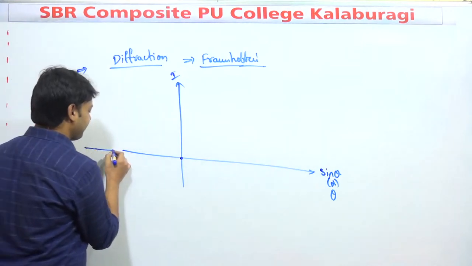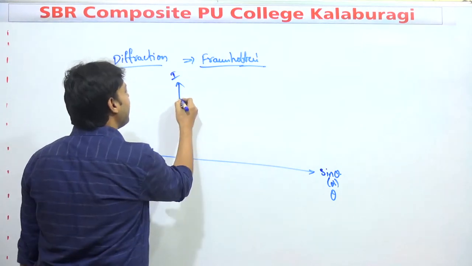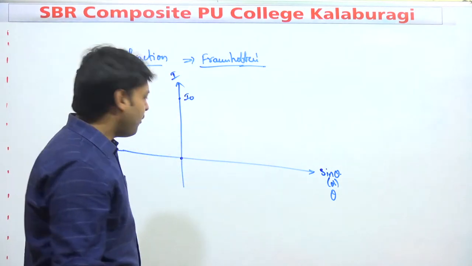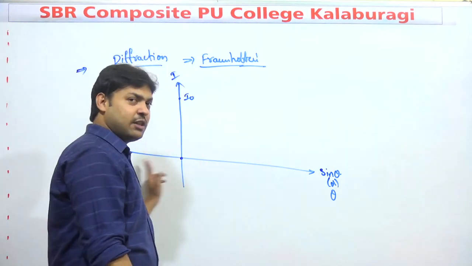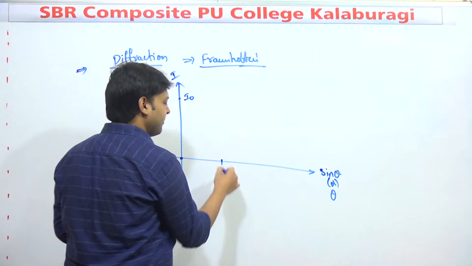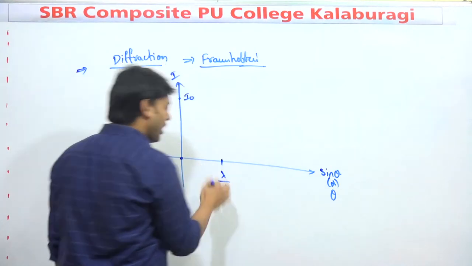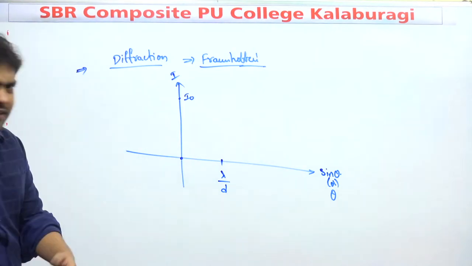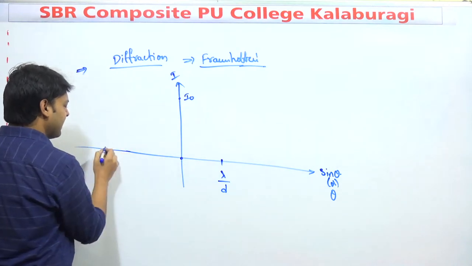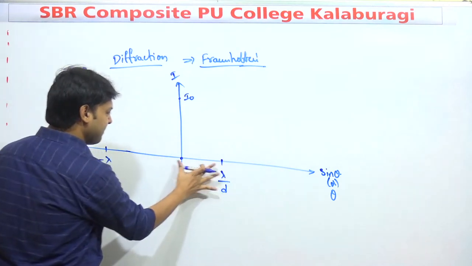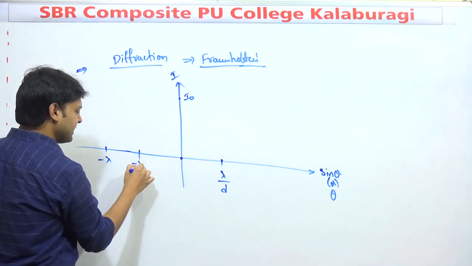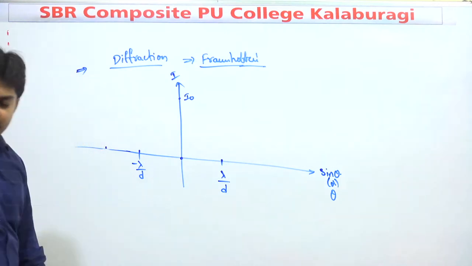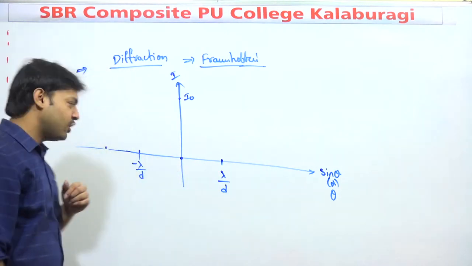We'll see now. Assume at the central bright band the intensity is I naught, maximum. Now what will happen? The first minimum on both sides will be there or not? Where will we get the first minimum? On the positive side it will be lambda by d, or a, and on the negative side it will be minus lambda by d. We derived all these things, and we have to understand them right now. This distance should also be the same, yes or no? The linear width on the positive side and on the negative side should be the same.